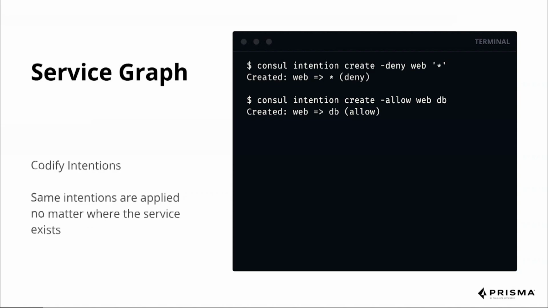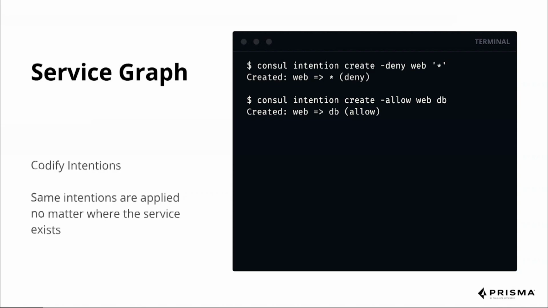And then we remember that our web service kind of needs a database. It's important. And so we create an intention for the web service to talk to the database service. These intentions are applied no matter where the service is running. So if we can move the service between data centers, we can run it in multiple data centers. But the same intentions apply across the entire service mesh.